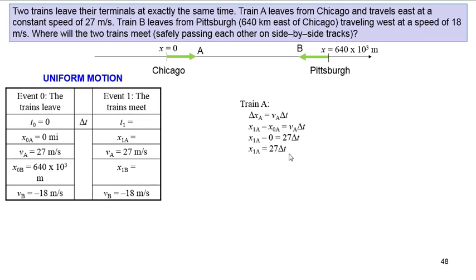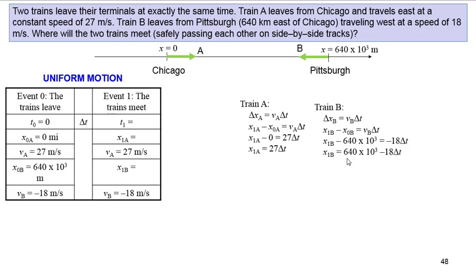Let's write a similar equation for train B. I start with my uniform motion equation. Here I've just expanded that delta x is equal to x1b minus x0b. And now I've plugged in x0b is the 640 times 10 to the 3 meters. And I've plugged in for my velocity. And then here I just rearranged it. I just brought this over to this side.